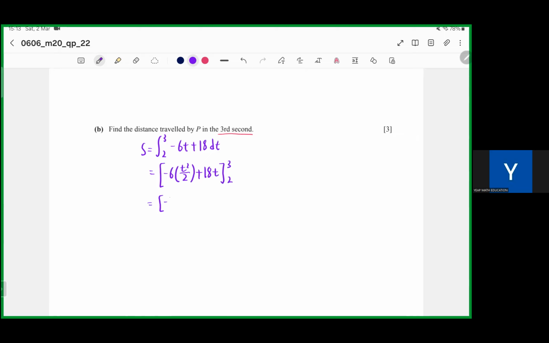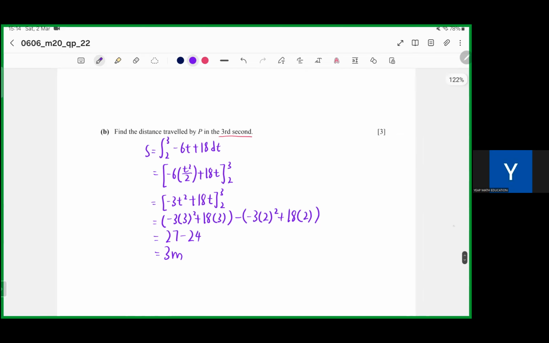So we can get negative 3 squared plus 18 times 3 over 2. Okay, we just substitute the value. Minus negative 3 over 2 plus 18 over 2. Okay, now here we get 27 minus 24, we get 3. Okay.